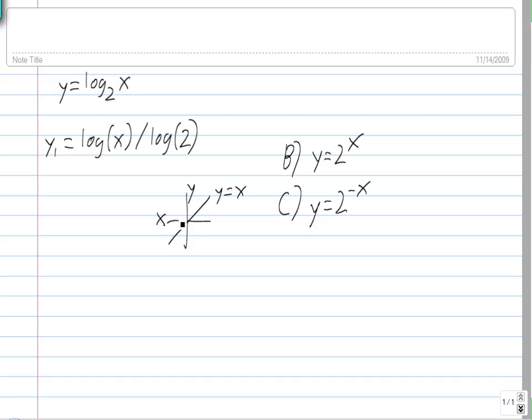x-axis. When you have reflection about the x-axis, that means your y values will become negative, which means you'll have negative y equals log base 2 of x. But you don't want to leave your y negative, so you'll just transfer that negative to the other side. So the equation for graph A would be y equals negative log base 2 of x.